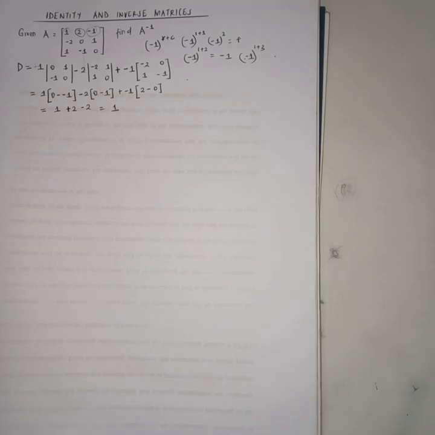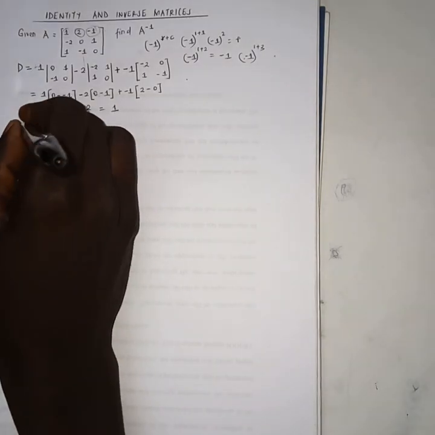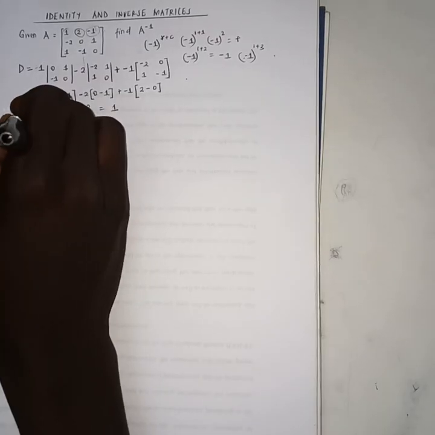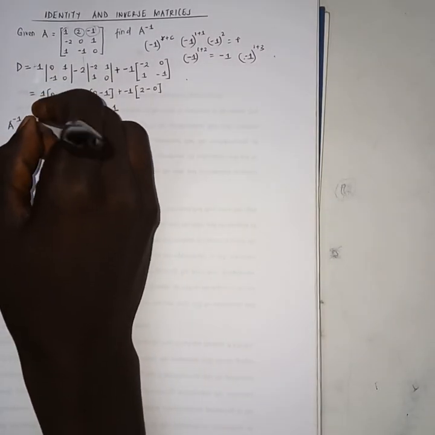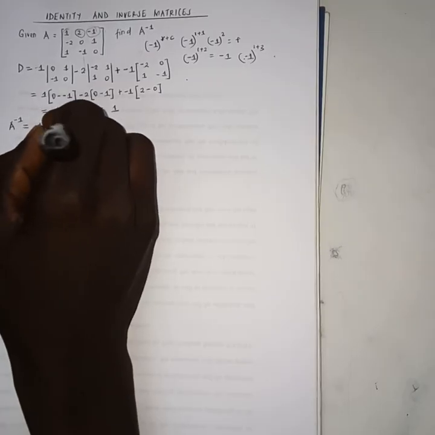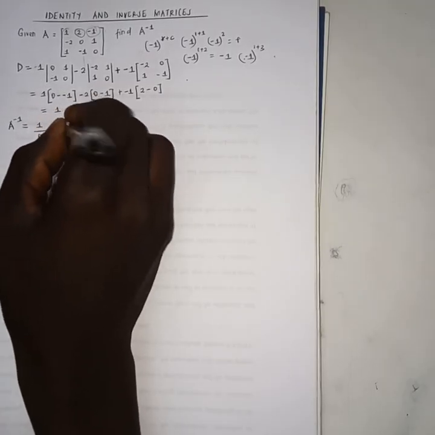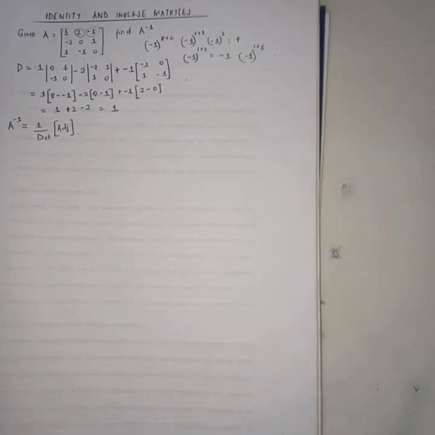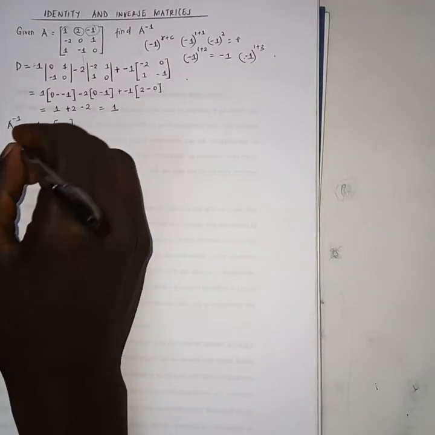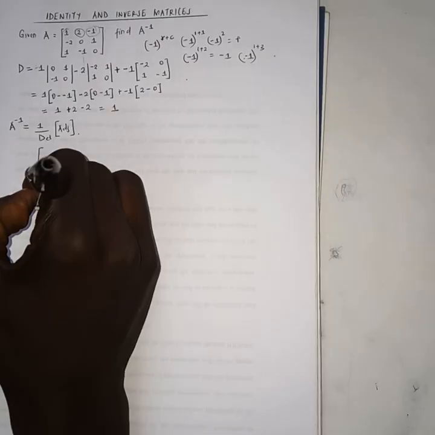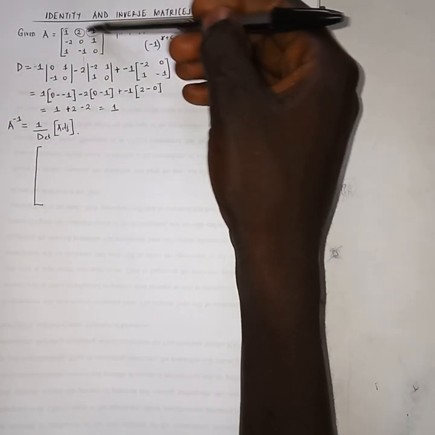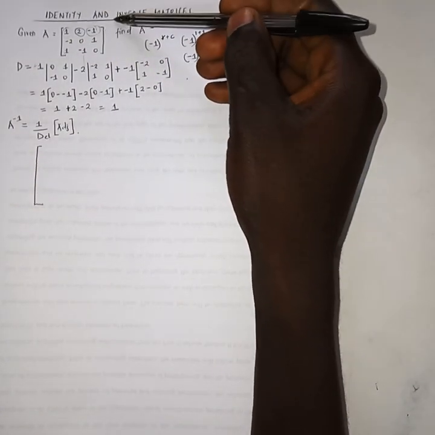For us to find the inverse, A inverse will be 1 over the determinant multiplied by the adjoint matrix. And the adjoint matrix, we are going to find in a very easy way. We are using the cofactor matrix method. So we are going to get a cofactor matrix here, which is going to be made up of minor matrices from this initial matrix.